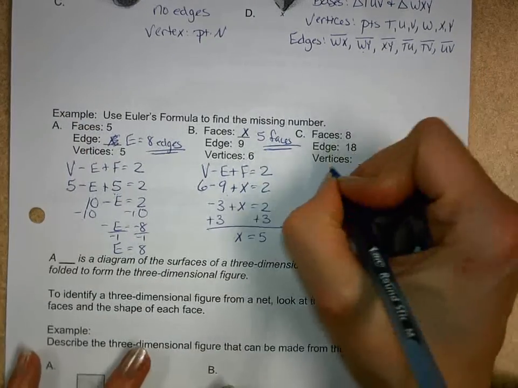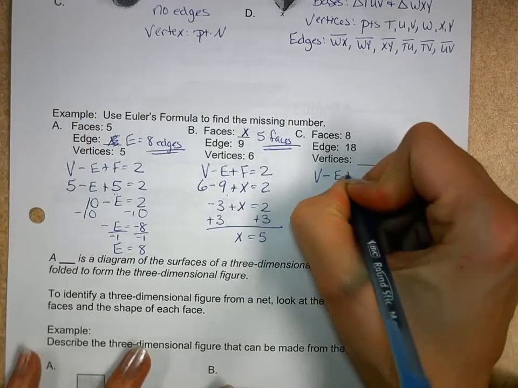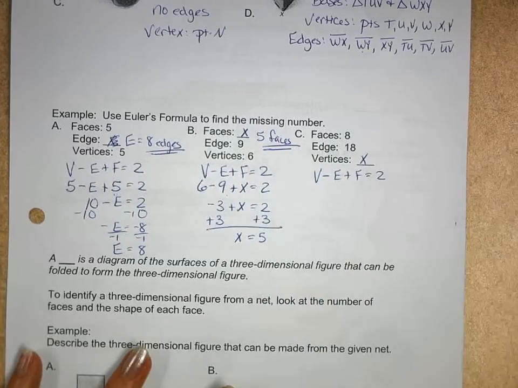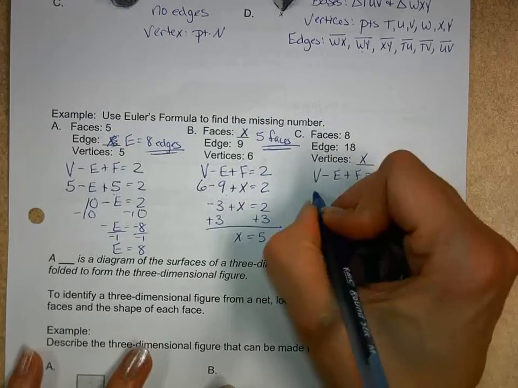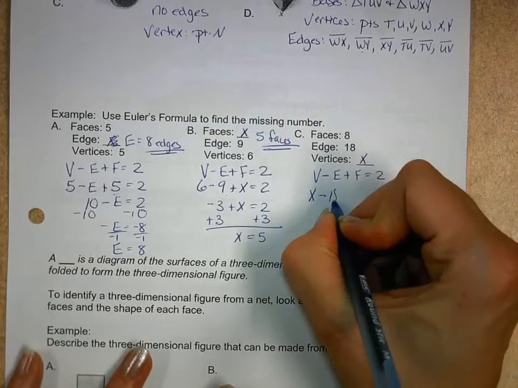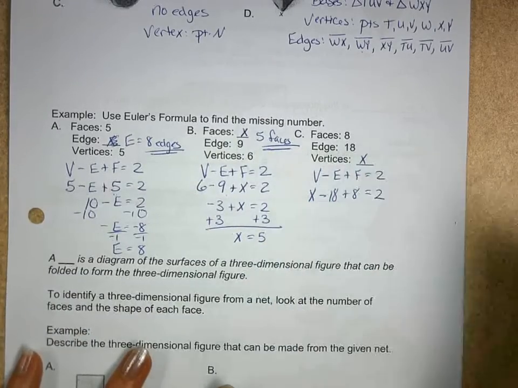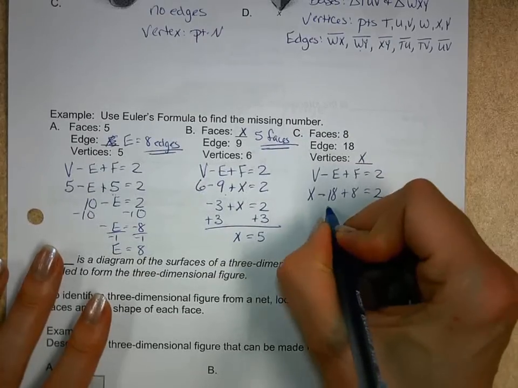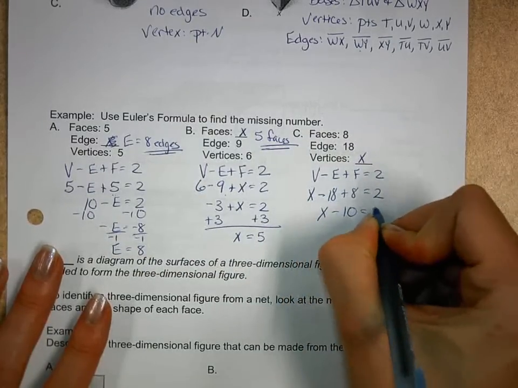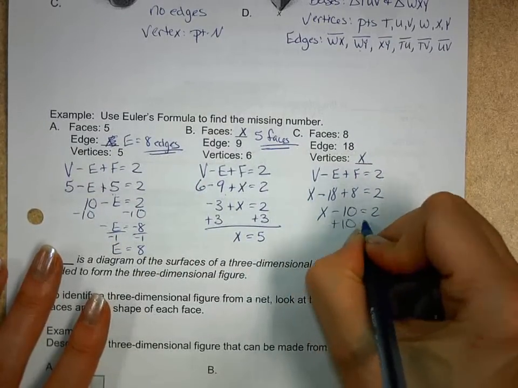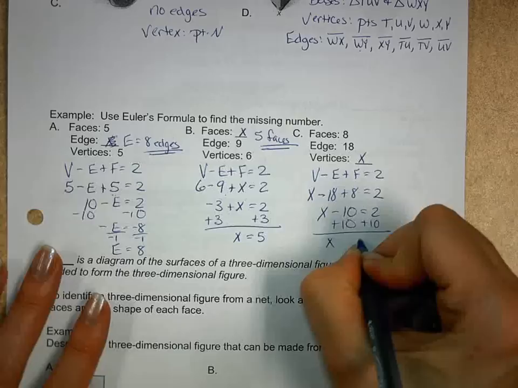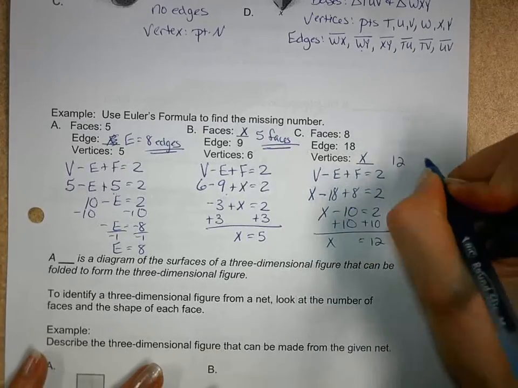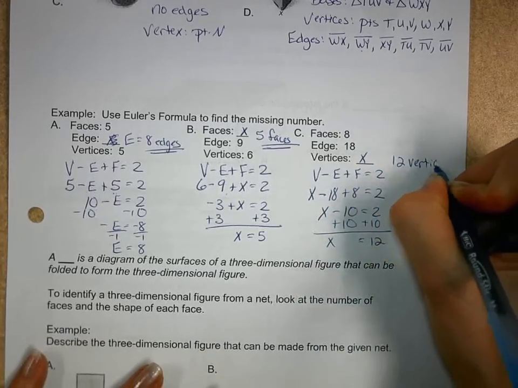All right, now let's look at the last ones here. Our vertices minus edges plus faces equal 2. Again, I'm going to put an X in for my missing one, which is my vertices. So I got X minus 18 plus 8 is equal to 2. Well, negative 18 plus a positive 8 is a negative 10, so X minus 10 is equal to 2. I'm just going to add 10. X is equal to 12. So we have 12 vertices.